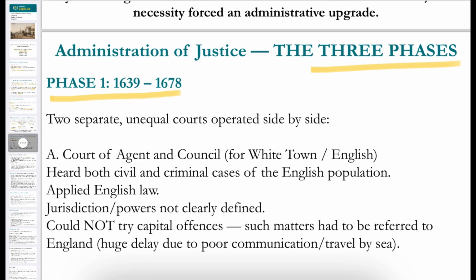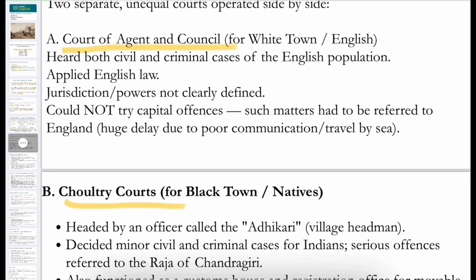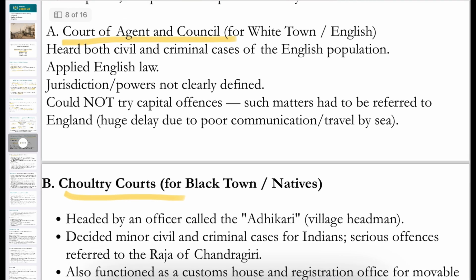During this phase, justice was delivered through two separate court systems, one for each town: the Court of Agent and Council for White Town and Choultry Courts for Black Town. The Court of Agent and Council handled both civil and criminal cases involving only the English population. It applied English law, but its judicial powers were not clearly defined and it could not decide capital offences, cases involving the death penalty.